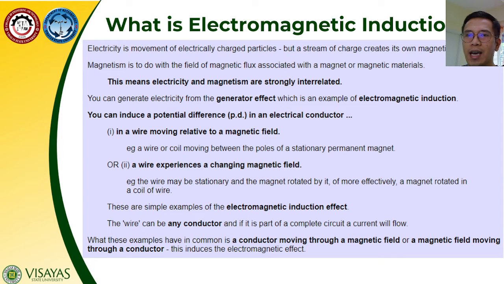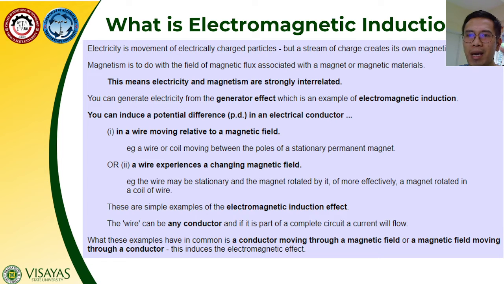So the first one is a wire moving relative to a magnetic field. The second one is a wire experiences a changing magnetic field. What is the difference between these two scenarios? In the first one, your magnetic field or your magnet is stationary, and your wire is the one moving relative to your stationary magnetic field. In the second, your wire will be stationary and the magnet will be the one moving.